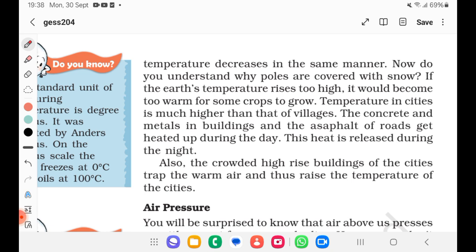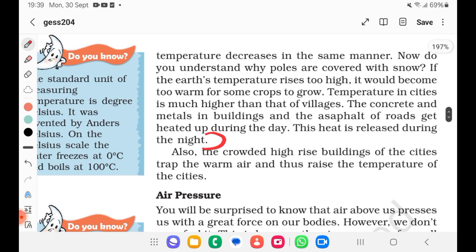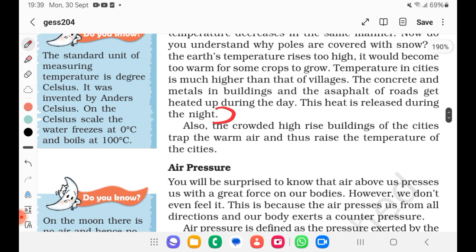The concrete and metals in buildings and the asphalt of roads get heated up during the day. This heat is released during the night. So you understood why it is much hotter in the cities, because of their metal usage and the concrete. So those will retain the heat and then release it in the night. That's why it is very hot. Also, the crowded high-rise buildings of a city trap the warm air and thus raise the temperature of the city.